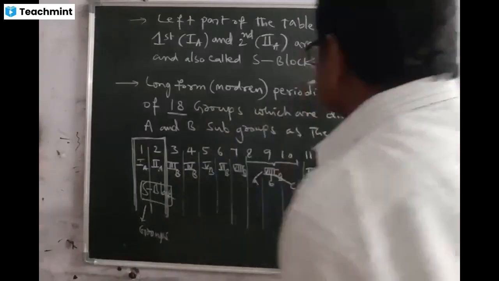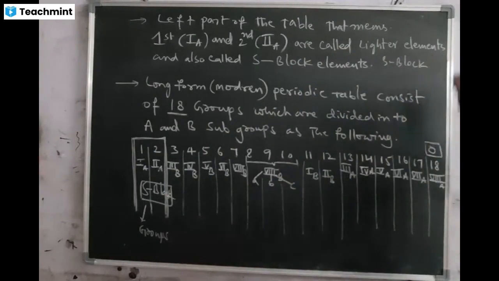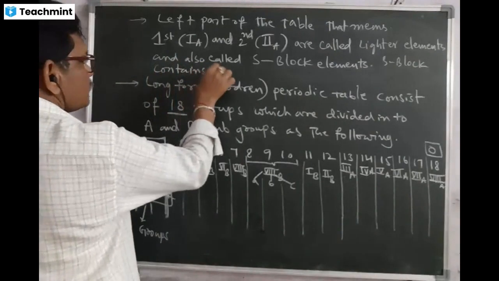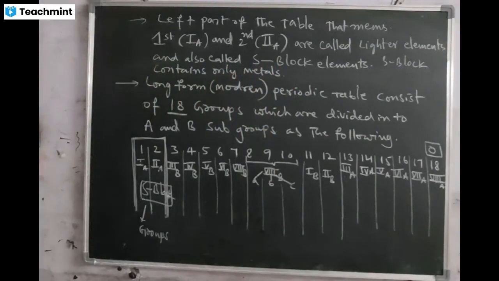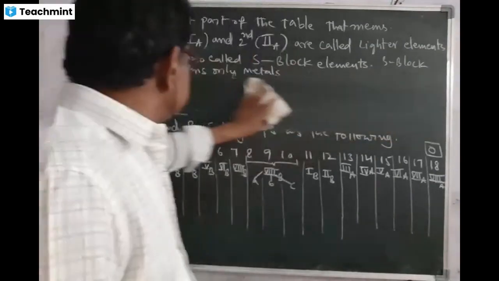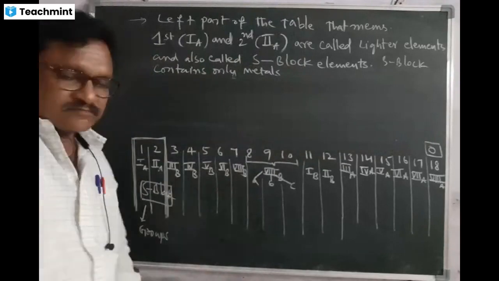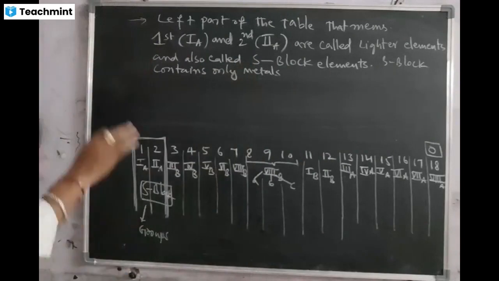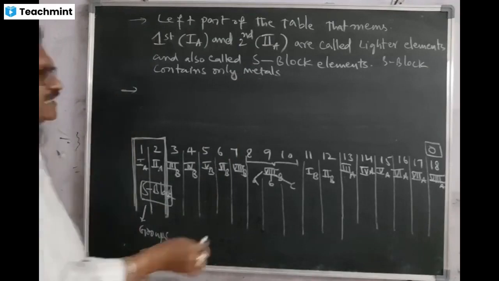Okay, here you have to write one more point. S block contains only metals. What are those metals? Means alkali metals and alkaline earth metals. Okay, I will explain clearly in coming classes. But you simply write it and know what that is. Remember these points.